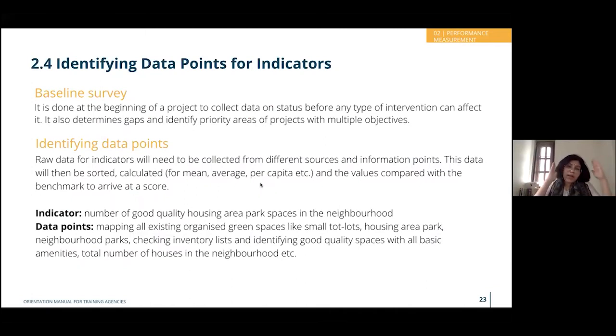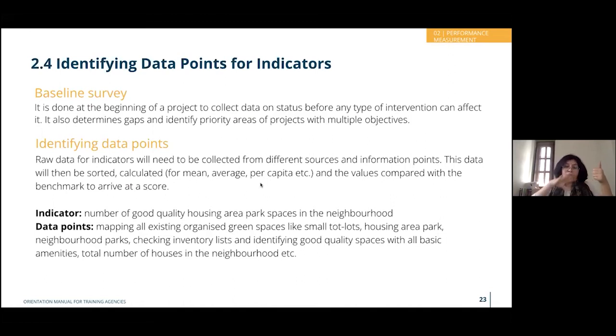Now, once we identify indicators and service level benchmarks, it's also important that city officials understand that to get this information about indicators, essentially we need data points, right? So for a particular indicator, let's say the indicator is percentage of waste that is being recycled, to do that, they need multiple data points. So one data point is the amount of total waste that is being generated in the city. That's one data point.